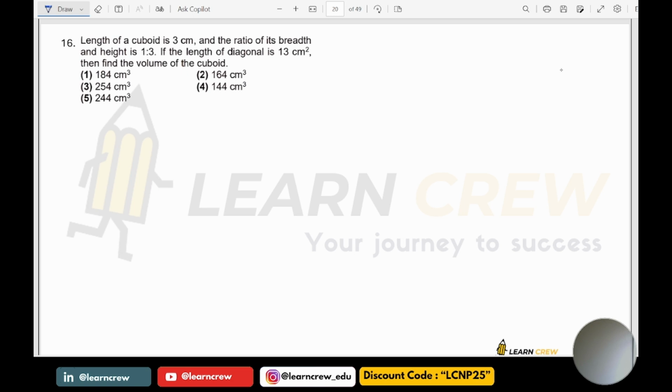Volume of the cuboid. So L square plus B square plus H square is how much? Diagonal square. Thereby what value of x? 10x square is equal to 160. So x is equal to 4 is going to satisfy. Find the volume of the cuboid. Volume would be length into breadth into height, which is equal to 144 centimeter cube.